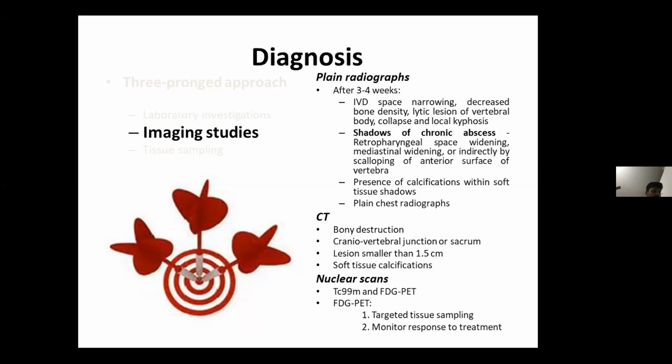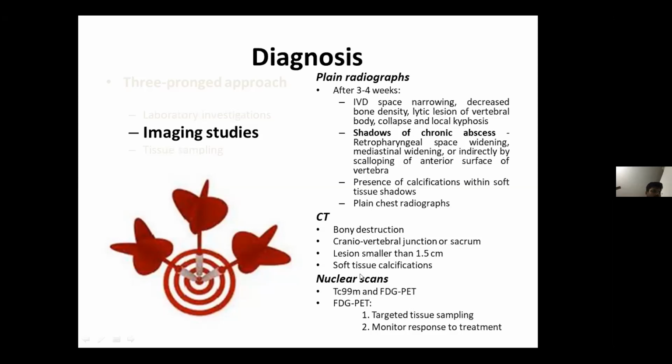And CT scan, we typically get a CT scan in all our patients who undergo or plan for surgery, because it shows in a much better way the bony anatomy whenever we're planning for surgery. So we always get it in our patients who are planned for surgery, and it's especially useful in the craniovertebral junction or the sacral regions. The soft tissue calcifications, though, can be seen on plain X-rays also.